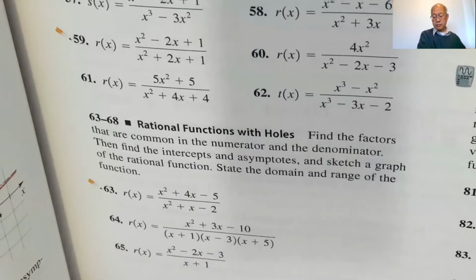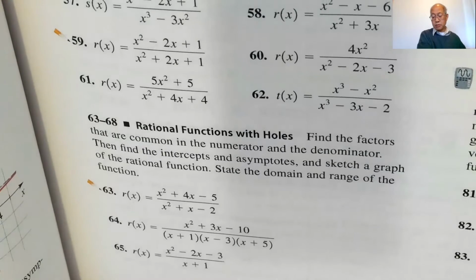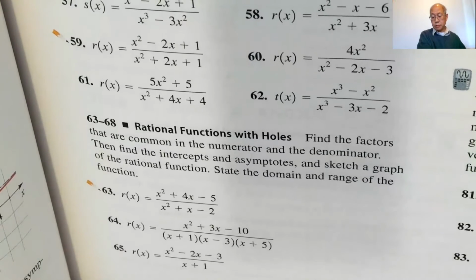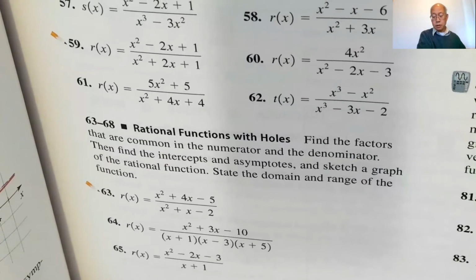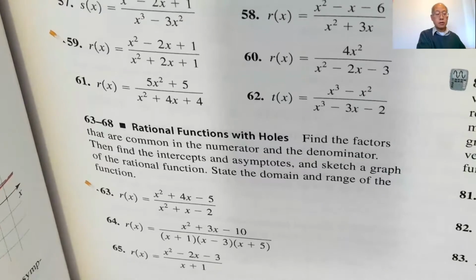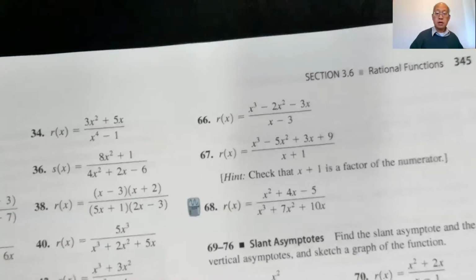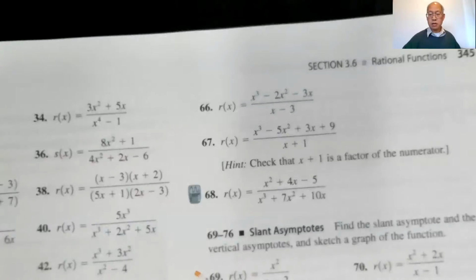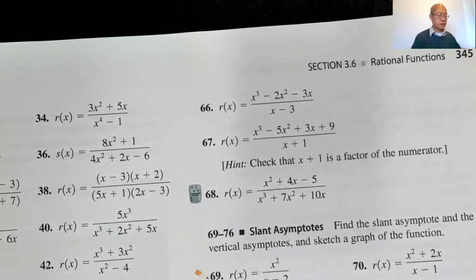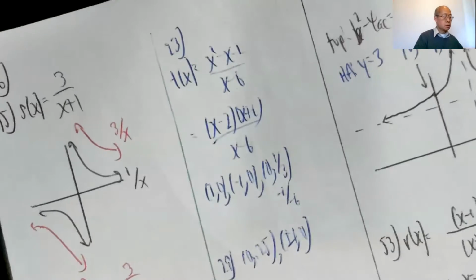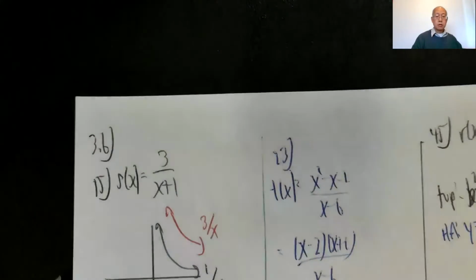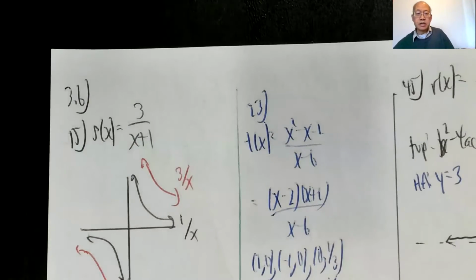And there we go. And we had to go up to what problem? Okay, problem 15. S of x is 3 over x plus 1.